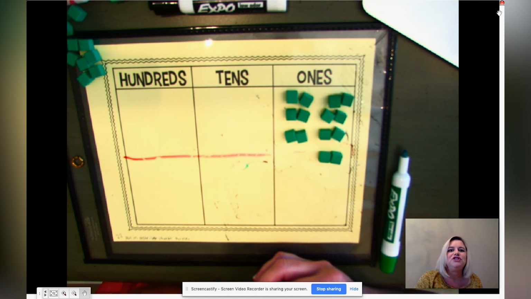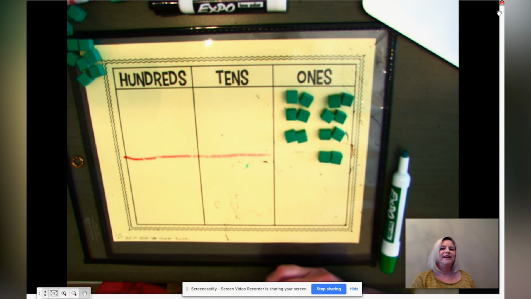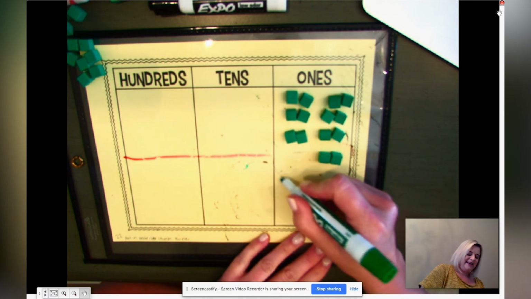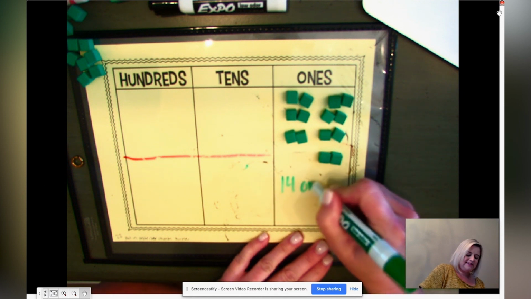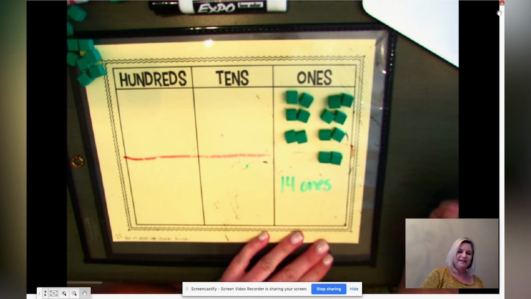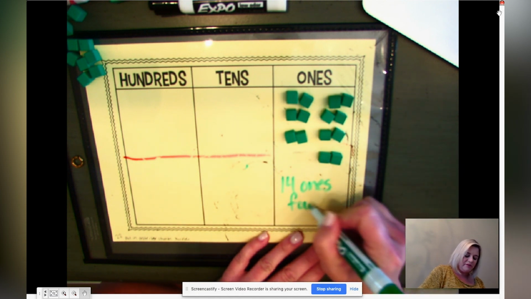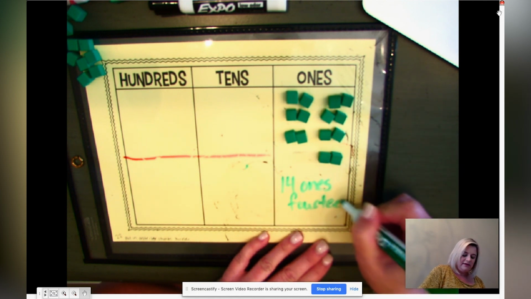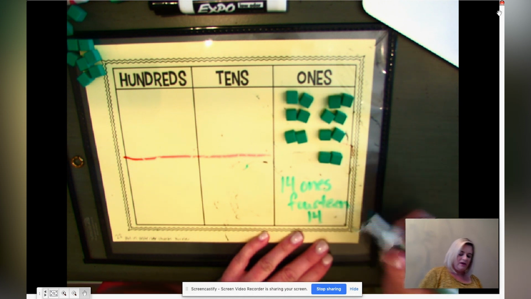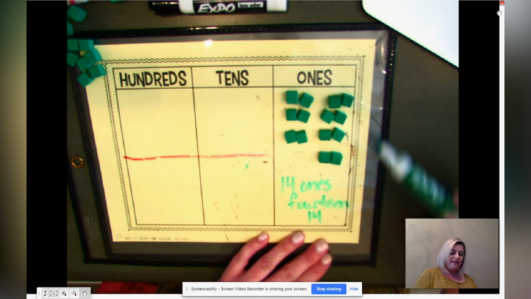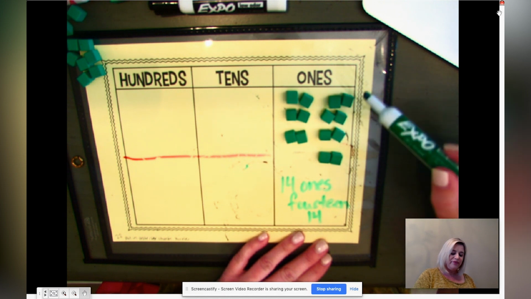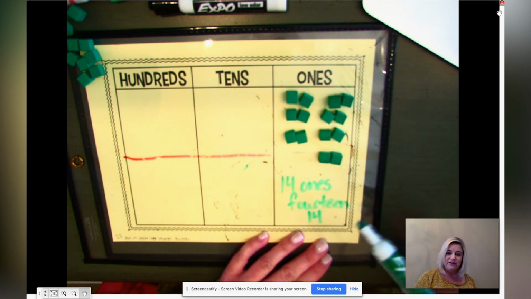I challenge you to write it in 3 ways. Go ahead, write it down. Yes, 14 ones. What else? Word form, good job. And the number. All 3 are this representation. They all are accurate. They match each other.